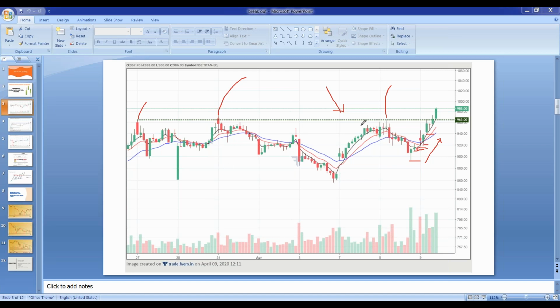So this is one of the valid resistance. But see here what happened. I just talked about the candle size. See the last candle, the candle size is also big, and the volume is also very high. If you will see, the volume was also very high.